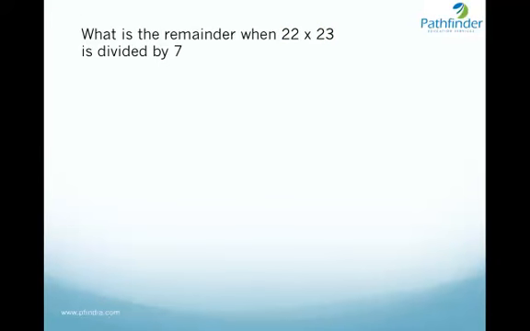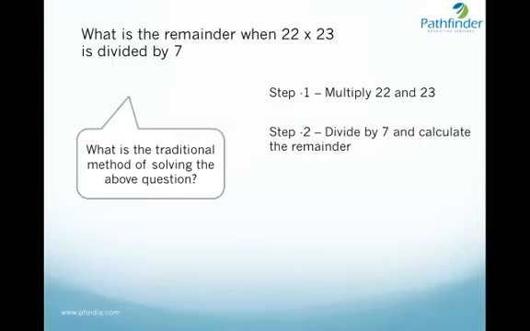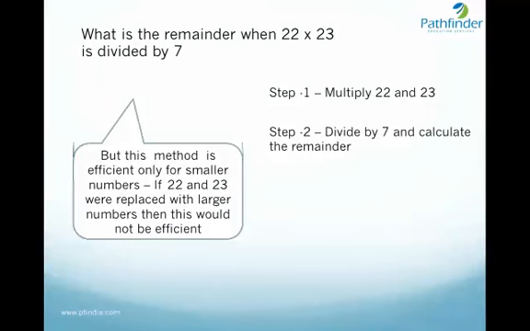The first thing that I would like you to do is identify the traditional method of solving this question. What would you do to solve this question normally? The first thing is, you would multiply 22 and 23 and then divide whatever the product is by 7 and calculate the remainder. But this method is efficient only for smaller numbers.